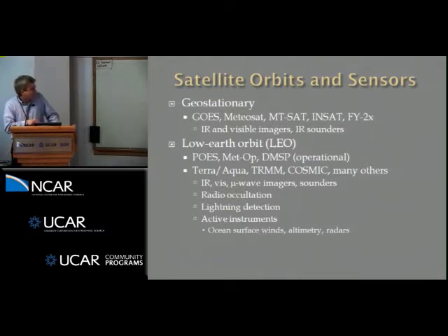Because of the properties of the radiation, the geostationary satellites typically only have infrared and visible instruments on them. The microwave tends to be more on the low Earth systems. And some of these systems have active instruments where they're actually emitting a pulse. That gives you scatterometer winds, altimeters, and the radio occultation that Bill Quoke talked about yesterday.